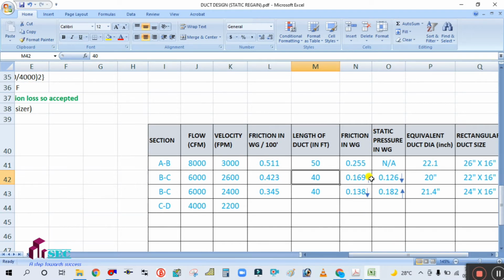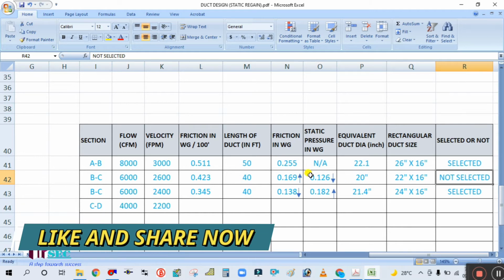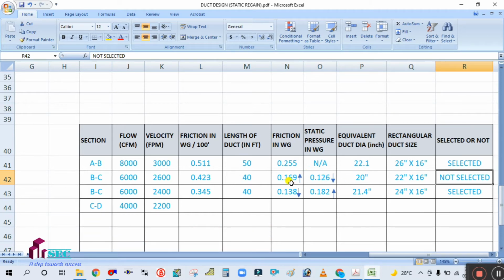You will see here that the friction loss is higher than the static pressure. The equivalent duct diameter is 20 inch and the duct size is 22 by 16 inch. That means it is not selected, because the static pressure is less than the friction loss. That means there is no regain and your air will not move. Your static pressure is always greater than the friction loss. So again we assume another velocity from B to C, 2400, and we get less friction and more static pressure. That means this duct is accepted.